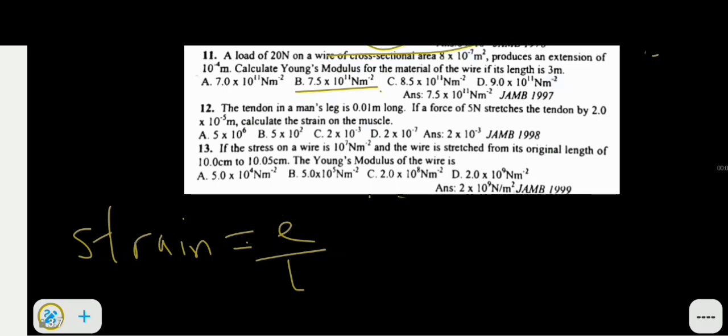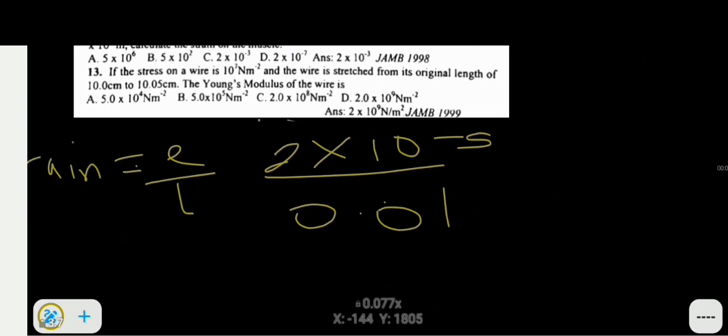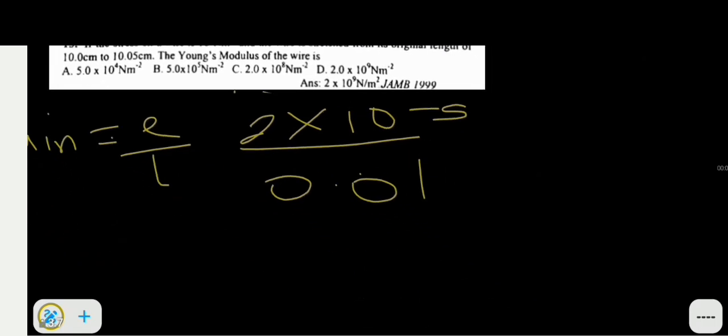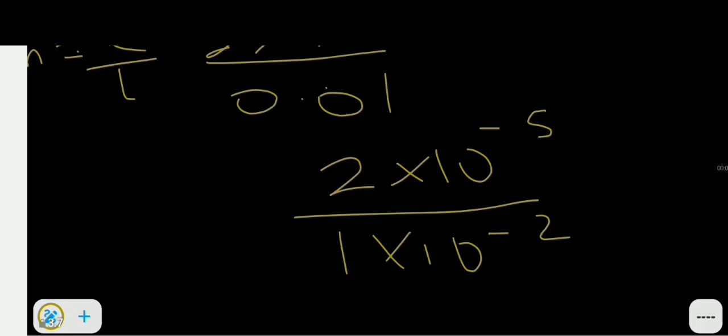So the tendon in the man's leg is 0.01 meters. So that means the original length is 0.01 meters. So you have 0.01 on the bottom part. So let's find the extension. From the question, you see that the extension is 2.0 times 10 to the power minus 5. So that will be at the top. 2 times 10 to the power minus 5. So all you have to do is simplify this. So if you simplify this one, the bottom part is the same thing as 2 times 10 to the power minus 5 divided by 1 times 10 to the power minus 2. Okay, 0.01 is 1 times 10 to the power minus 2.